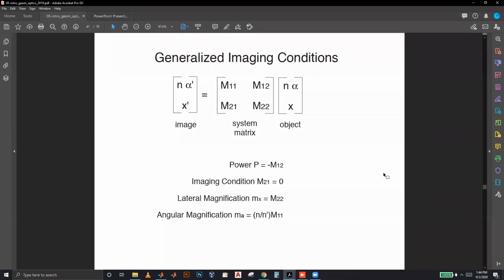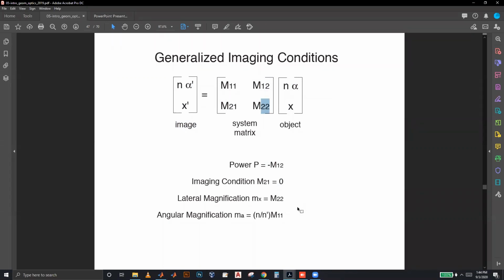And this here is a generalized summary of any optical system. Your image, now we can call the output as an image. The image equals a system matrix times the object, which was the input. So if you have a system matrix like that, the power of the system is given by negative of the M12 term over here. The imaging condition is setting this term to 0. The lateral magnification is this term, and the angular magnification is this term.